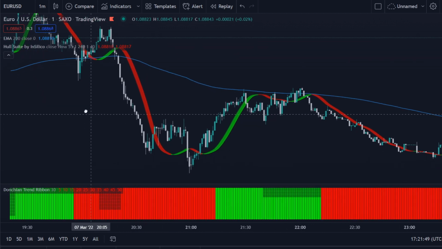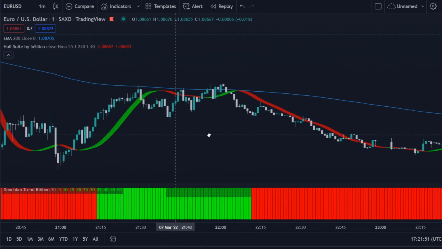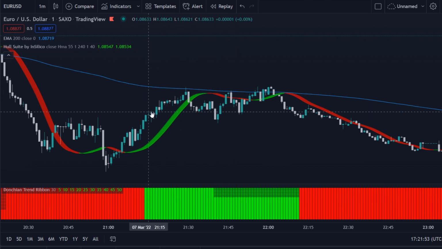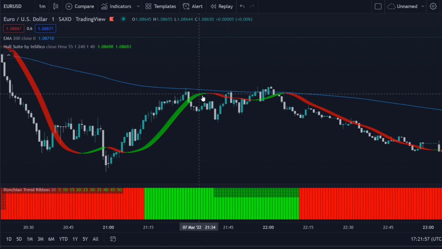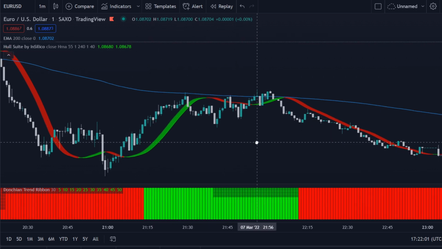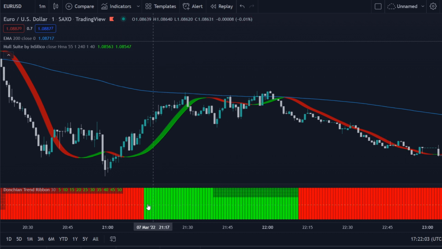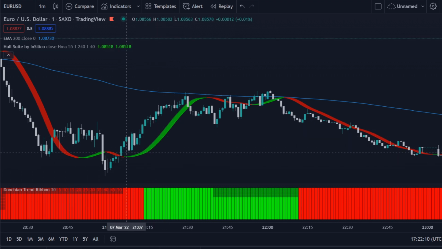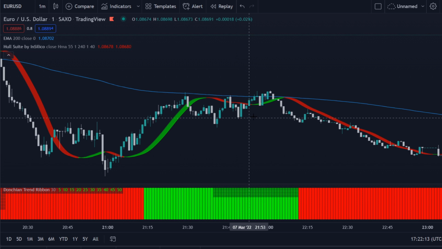Okay, so now it's time for a sell opportunity. The first thing we need to do is look at the price. That needs to be below the 200 exponential moving average, and that is the case. So we're only looking for sell opportunities right now. Then we have green Donchian trend ribbon bars, that is also good if we are looking for sell opportunities, which means that now we're looking at the pullback situation.